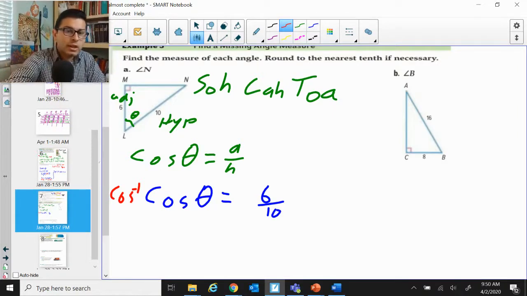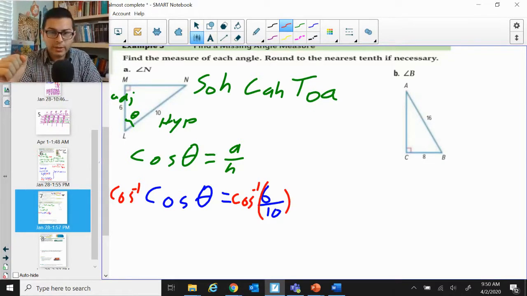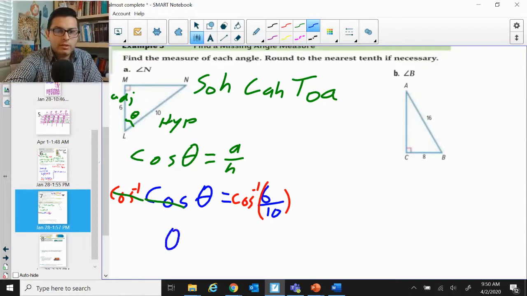And on the other side, anything we do to one side, we have to do to the other. So on the other side, we're going to also say cosine inverse of this guy right over here. So what does that do? Well, the cosine inverse and cosine on that side cancel out. On the other side, it's just going to be a mathematical function. So let me show you what that looks like. Theta is going to equal the cosine inverse of 6 over 10.